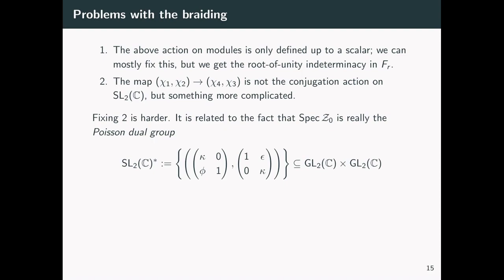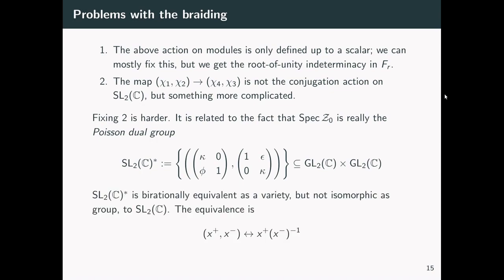It's related to the fact that the spec of Z naught is not really SL2C, it's SL2C star. In particular, the group structure is different. It's this sort of weird subgroup of GL2 cross itself where you split things into upper and lower triangular parts. What it is, it's the Poisson dual group, because this is a Poisson-Lie group, so it has a Poisson-Lie bialgebra, and you can take the dual of that structure, and this is the associated group. This Poisson dual business is a general feature of quantum groups at roots of unity, that the central subalgebra is the ring of functions on the Poisson dual group to the original thing.